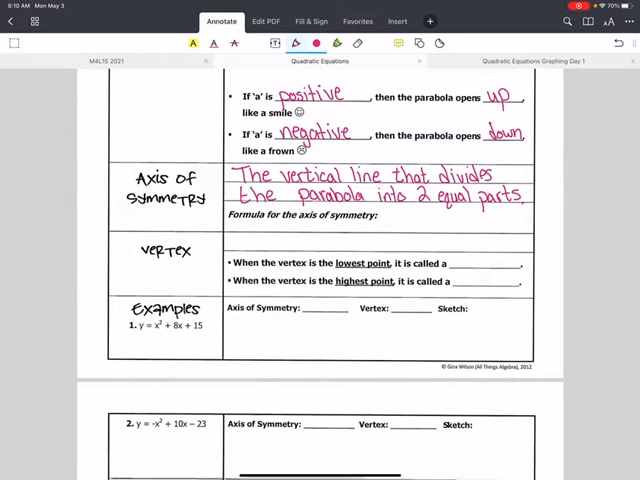And the formula for the axis of symmetry is x equals negative b divided by 2a. And that should look really familiar. It's everything except for the discriminant whenever we look at the quadratic formula. So negative b divided by 2a. Okay? And we label the axis of symmetry as x equals blank. Whatever number we get for x, right? Because it's a vertical line, it's labeled x equals blank.